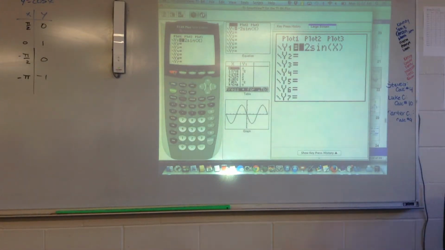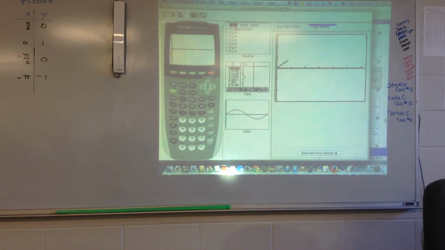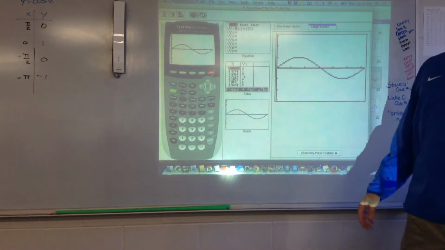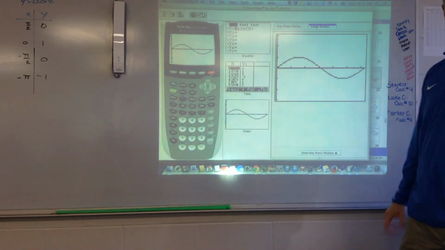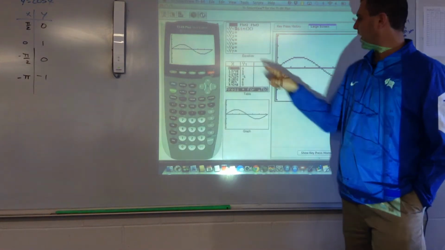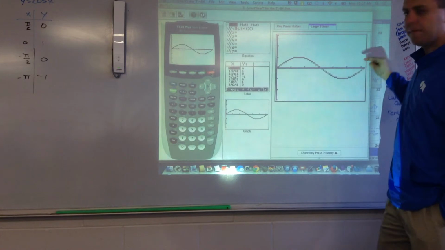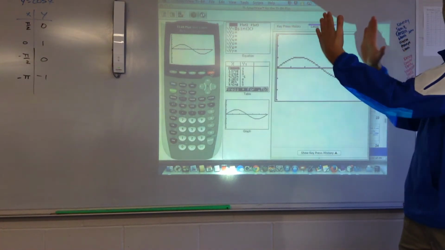Let me get our original one up. I'm going to have my window just go from 0 to 2 pi, so you're just looking at that right now. So there's our one period. From 0 to 2 pi, it completes one cycle, one wavelength. Everybody good with that? And we know if I throw a number in front of sine, it just makes it go up higher like that.